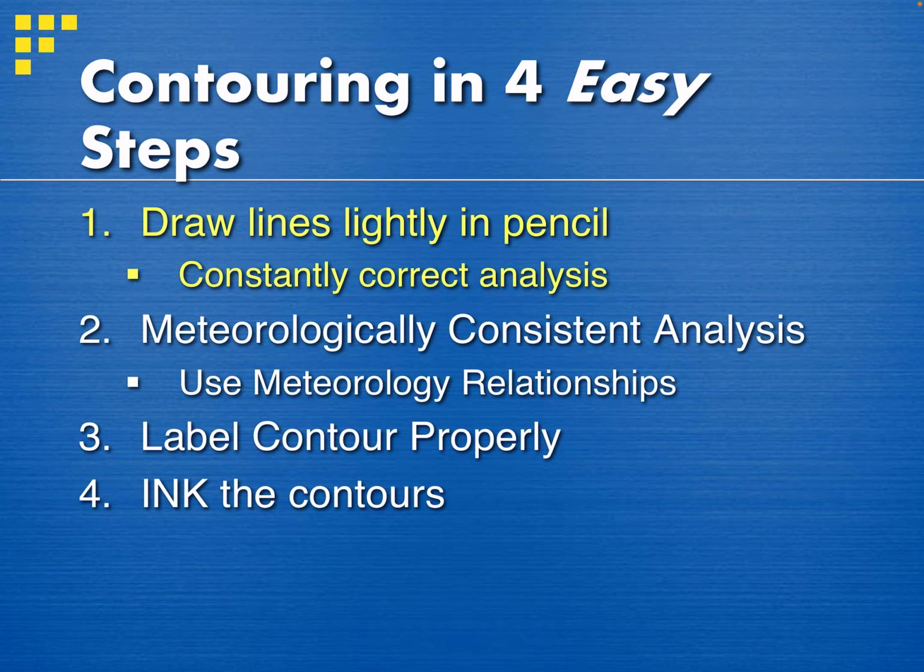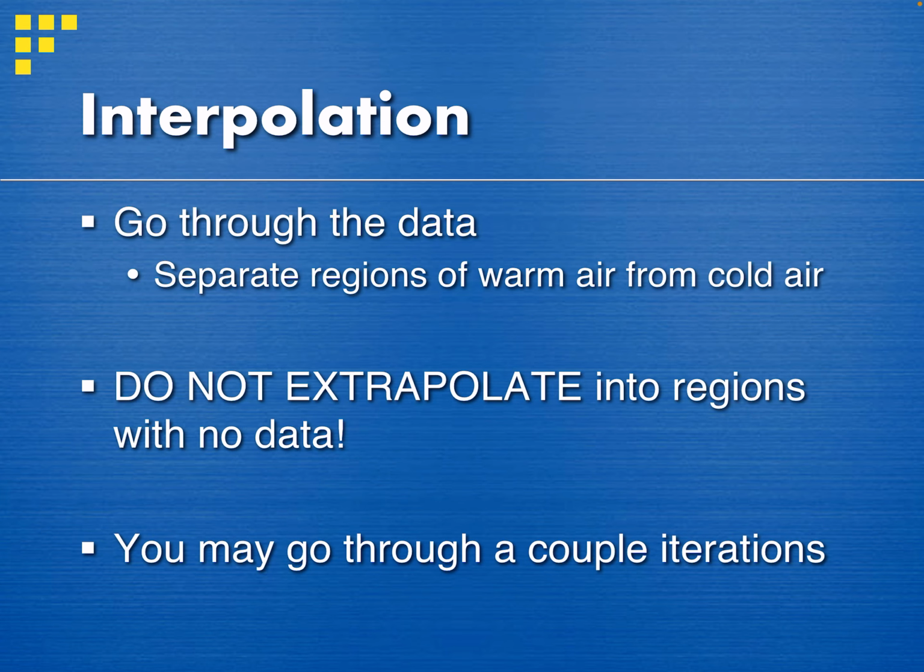First, we're going to start with drawing lines lightly in pencil. This is where we're doing that initial analysis. What we need to keep in mind is that we are interpolating the data. We only have limited observations, and we're going to see an example of some surface temperatures in just a second. We need to be able to interpret between the points. Never, ever, ever do we want to extrapolate beyond those points. We'll see what that looks like in a second. Ultimately, you may need to go through a couple of iterations to make sure that your line represents reality.